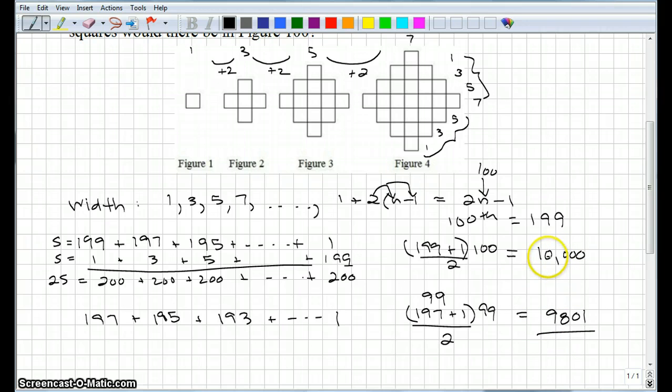Okay. And then we can just add these two, because these are the number of squares from the longest width up to the top, and then these are the ones from the one below the longest one down to the bottom. All right, if we add those all up, we'll have the total number of squares, which is 19801. All right? So, the answer is there's 19,801 squares in the 100th figure. And you'll be glad you didn't draw all of those out because that's a lot of squares to draw.